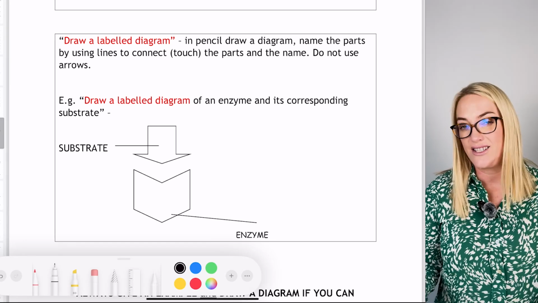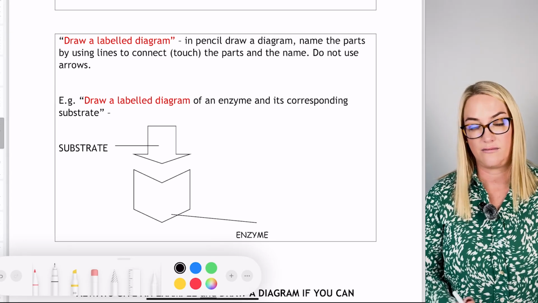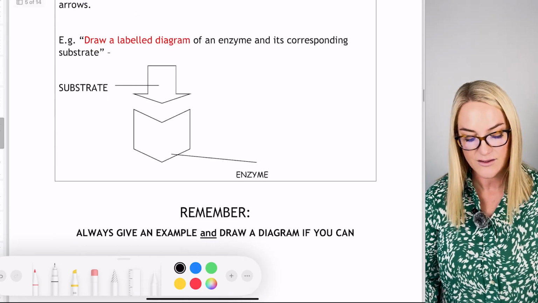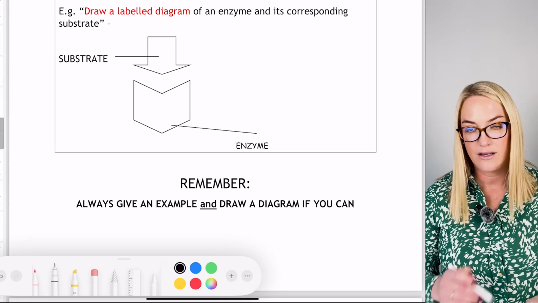Can you do a pen? Yes, but a pencil is better. Do you have to be an artist to do this? No, because I'm certainly not. So remember, always give an example, and if you can, draw a diagram.